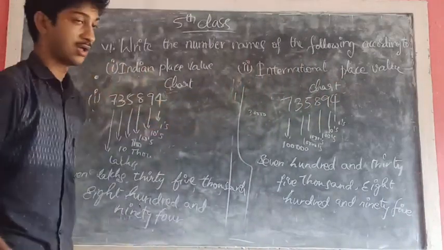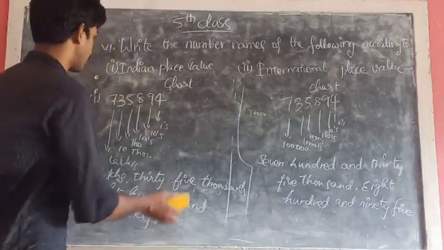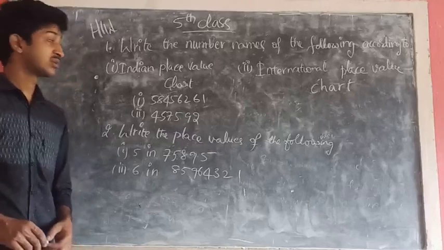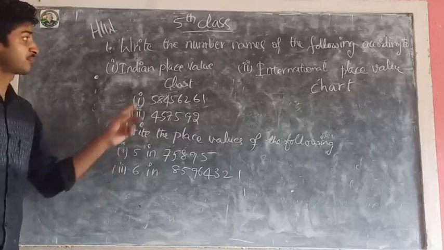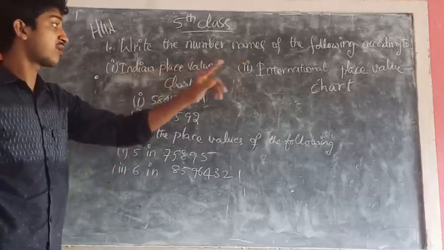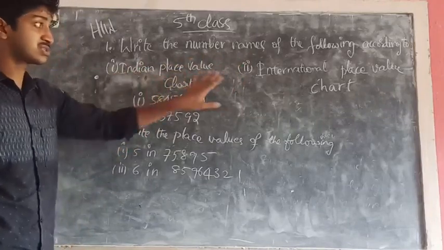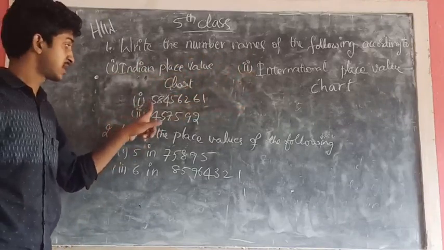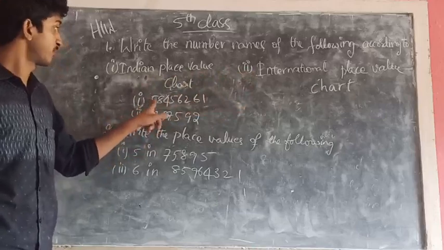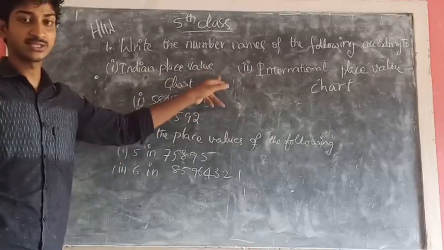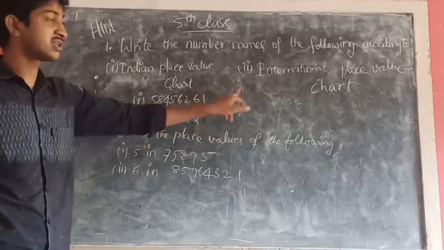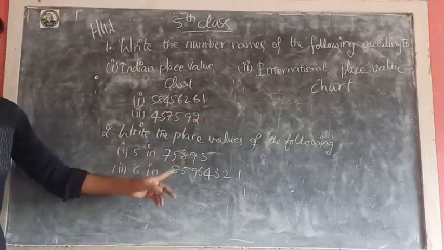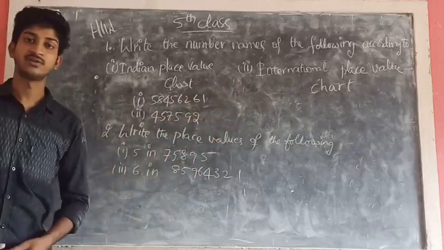Okay children, I will give homework problems to you. Do these problems for homework. Write the number names of the following according to the Indian place value system and the international place value system. You have to write this number for these two charts, and this number also for these two charts. And write the place values of 5 and 6 in these two numbers. Okay children, bye.